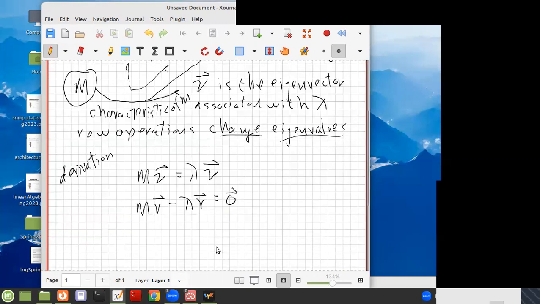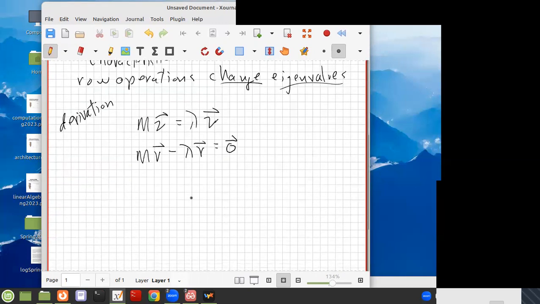Now you notice that's okay. That's just subtracting the same vector from both sides. You get one vector minus the same vector, zero, and it appears on the other side. But the problem is that I'd like to factor out the V, but I can't because this is a matrix and this is a number.